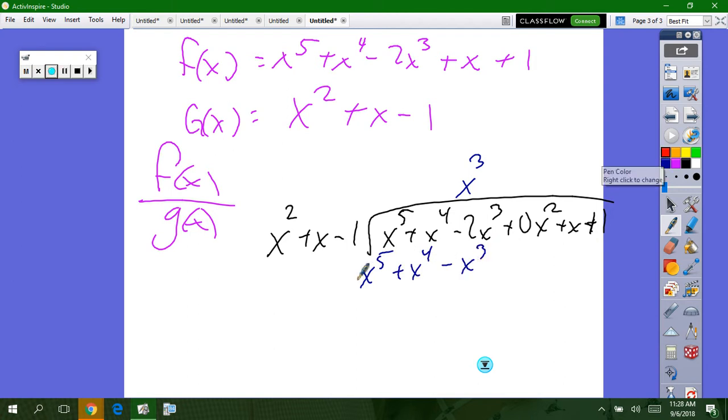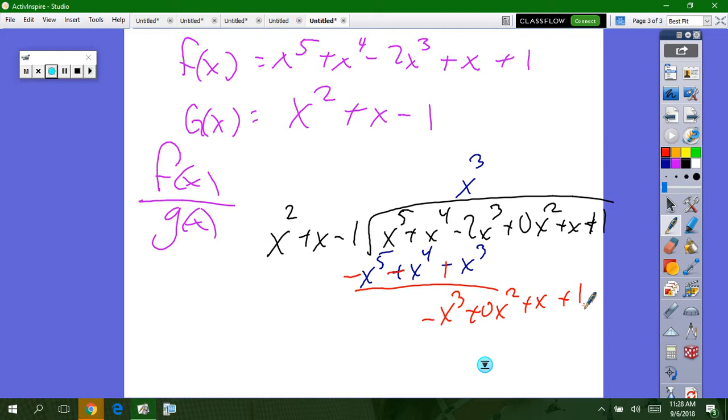So once again, I need to negate it, so I'm switching my signs. Everybody understand where I did that? Once again, why am I switching my signs? Because I am subtracting the polynomial, right? Did you get x to the fifth is gone. X to the fourth minus x to the fourth, gone. Negative 2x cubed plus x cubed, negative x cubed. Bring down the 0x squared, the plus x plus the 1.